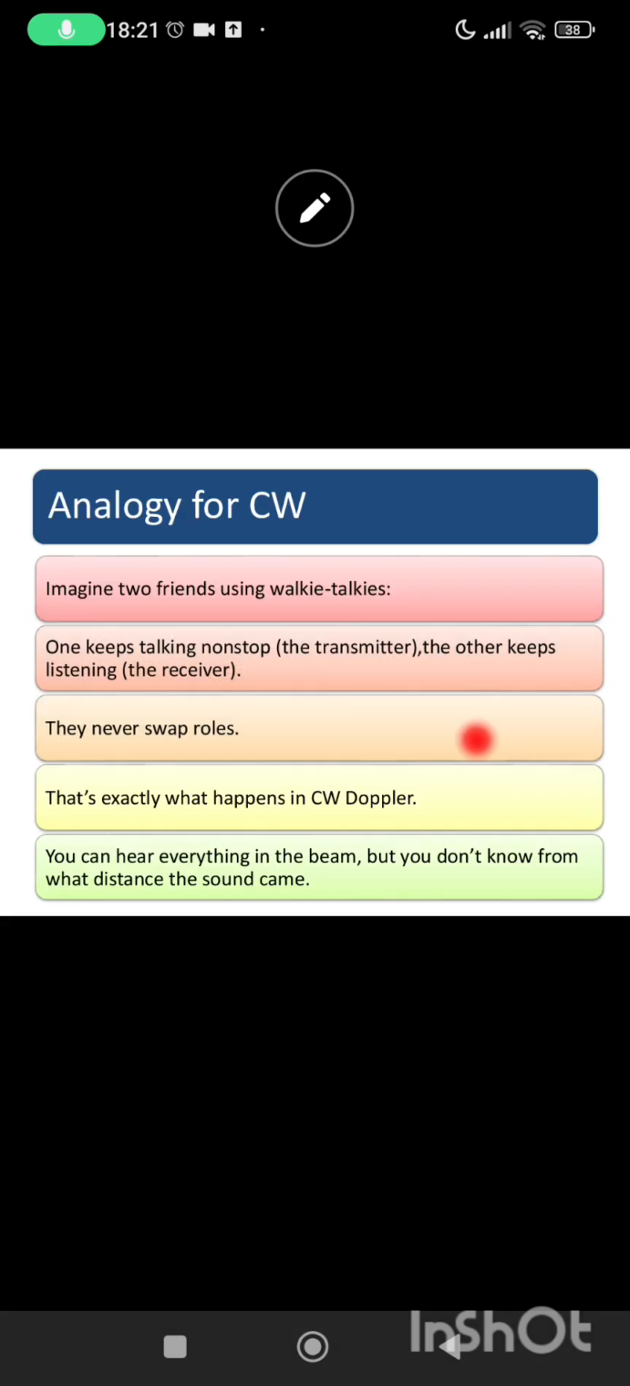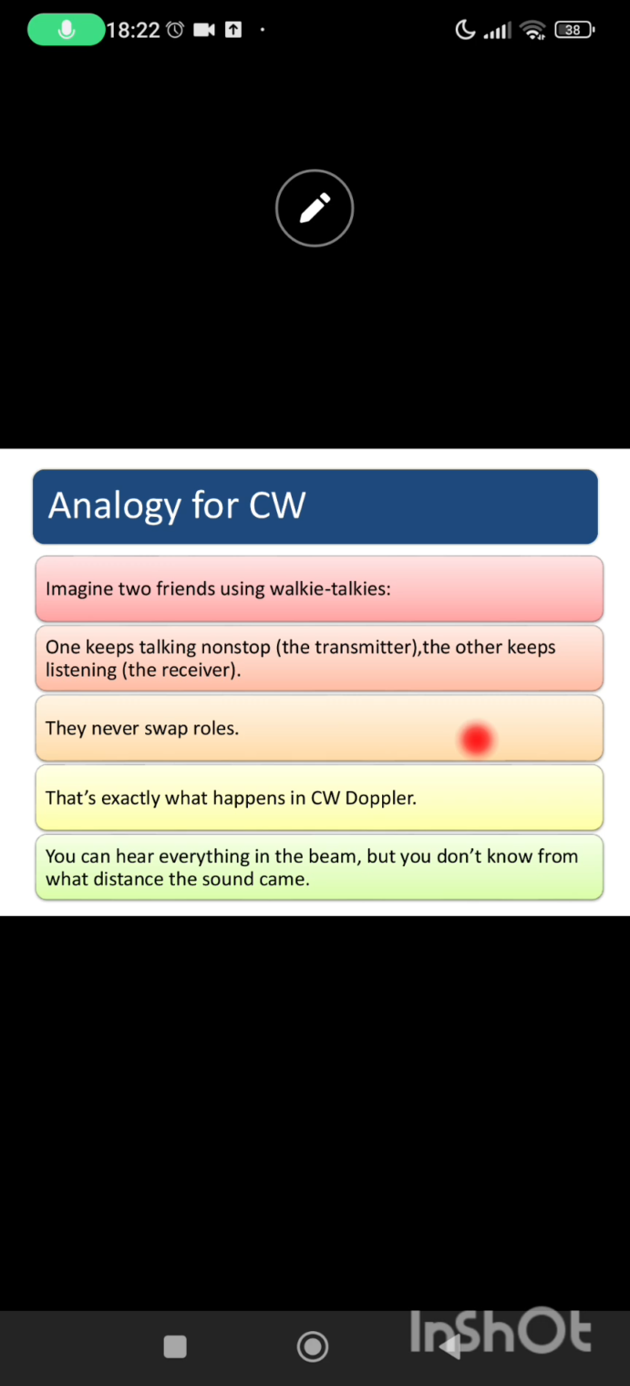So imagine two friends. One keeps talking non-stop, that's the transmitter, and the other keeps listening, the receiver. One crystal is continuously transmitting, the other is continuously receiving. There is no break, and they never exchange their roles. One is always listening, the other is always transmitting. So that's what happens in CW Doppler.